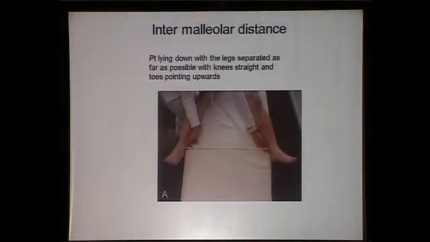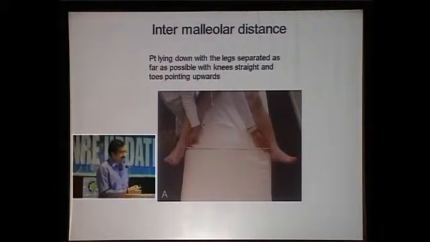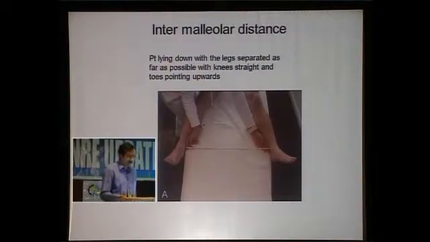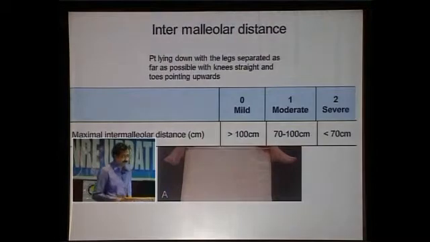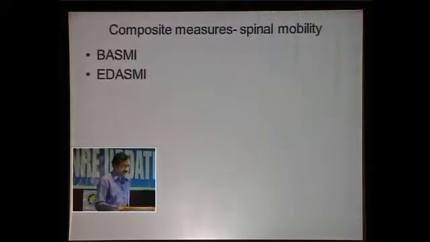Intermalleolar distance, I told you, assesses the mobility of the hip. With the patient lying down, legs separated as far as possible, measure the distance between the malleoli. People sometimes measure standing, but supine is better than standing, and that is recommended because of the convenience to the patient. More than 100 is normal, less than 70 is severe, so 70 to 100 is moderate.